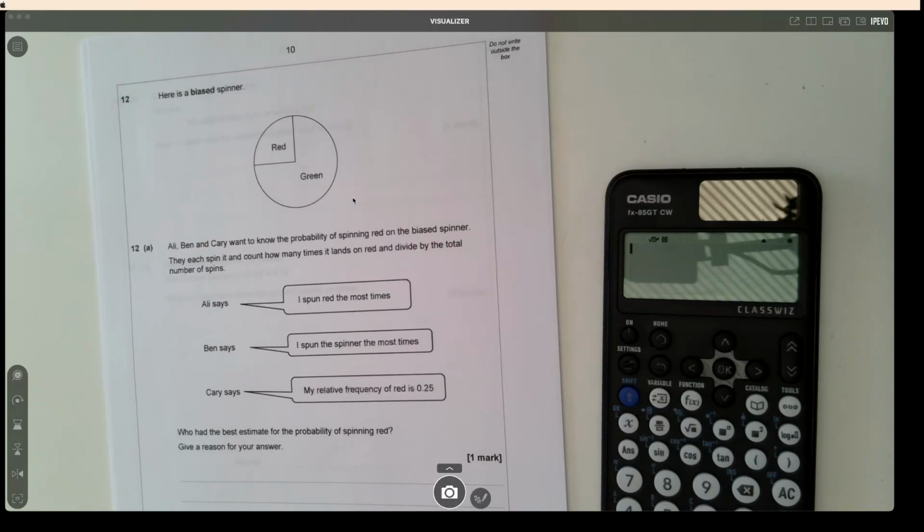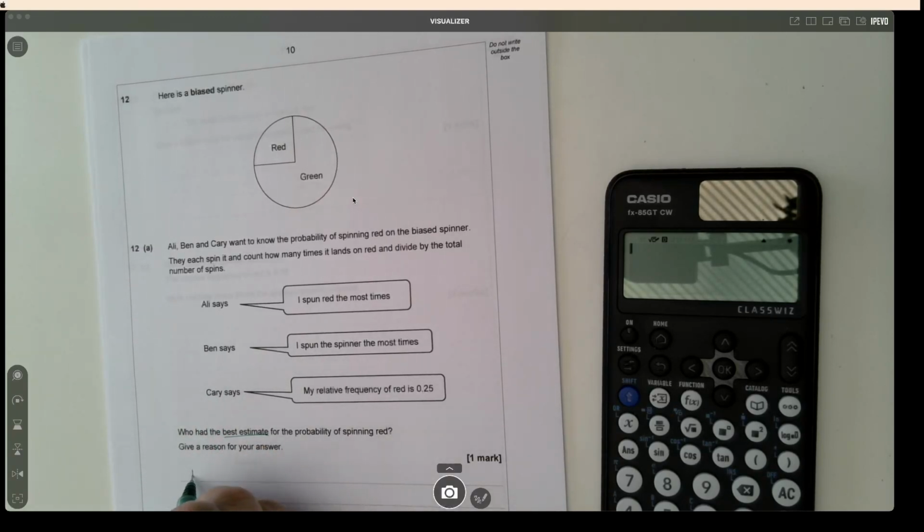They each spin it and count how many times it lands on red and divide by the total number of spins. Ali says, I spun red the most times. Ben says, I spun the spinner the most times. And Carey says, my relative frequency of red is 0.25. Who had the best estimate for the probability of spinning red? Give a reason for your answer.